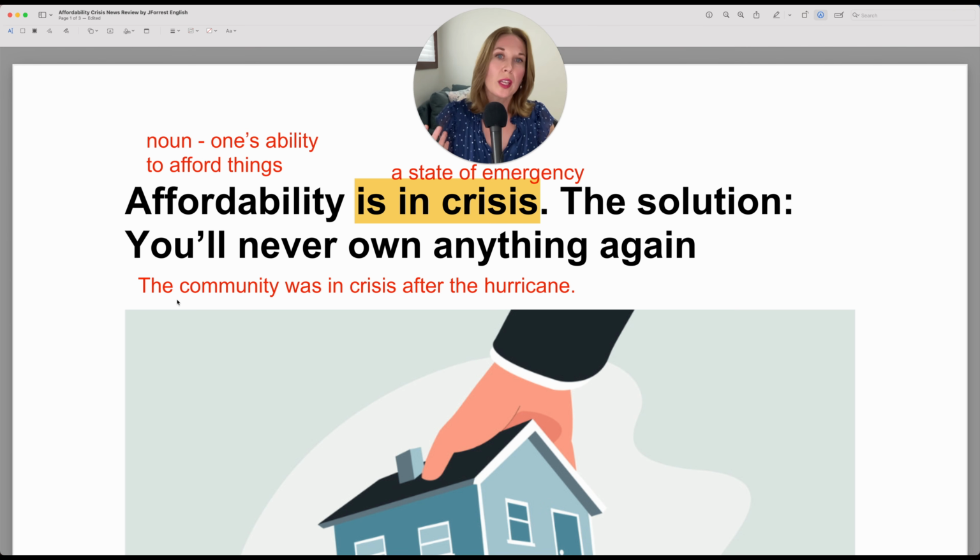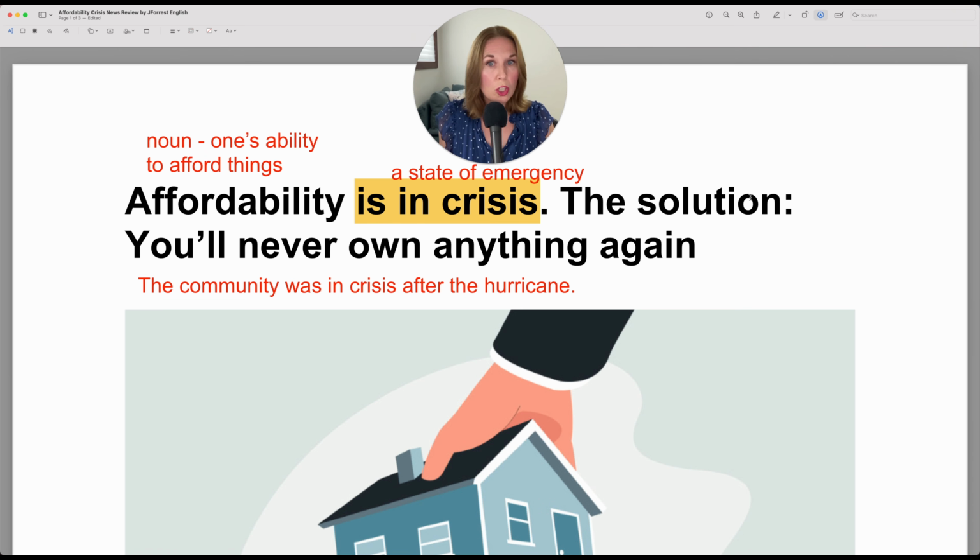So maybe you'll hear in the news, the community was, our verb to be, was in crisis after the hurricane. So the community, the people in the community were facing a state of an emergency because of the hurricane. So here, affordability is in crisis.